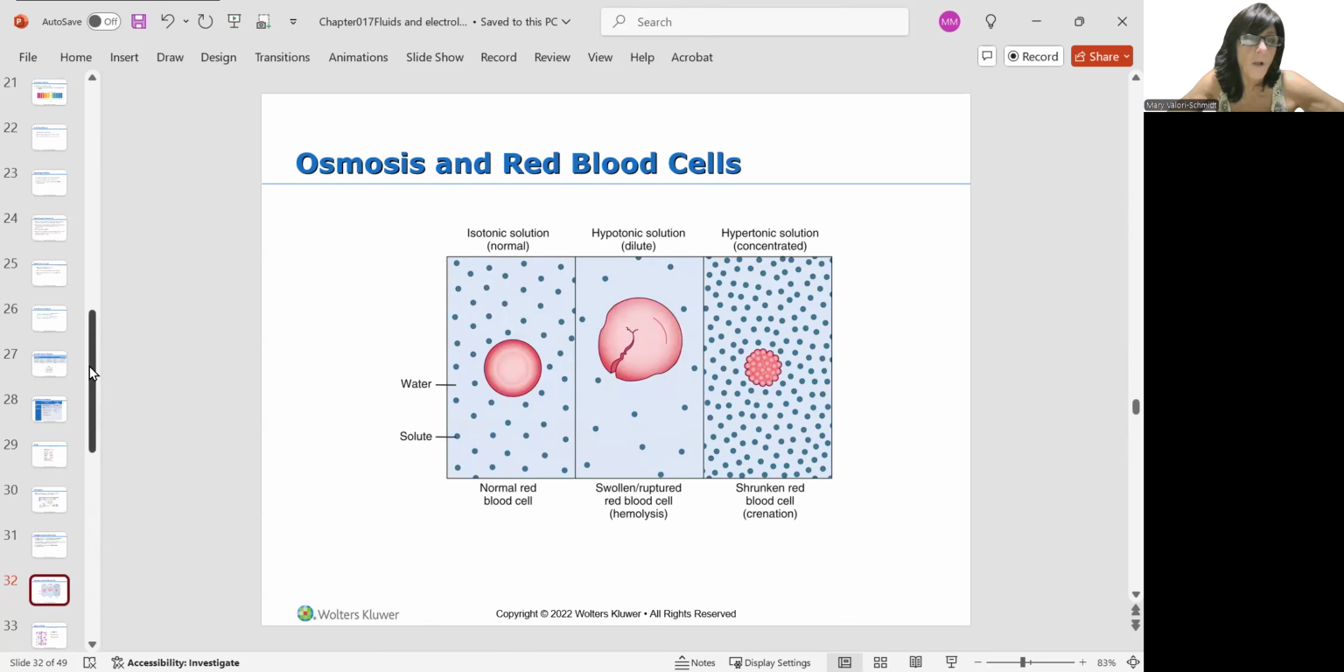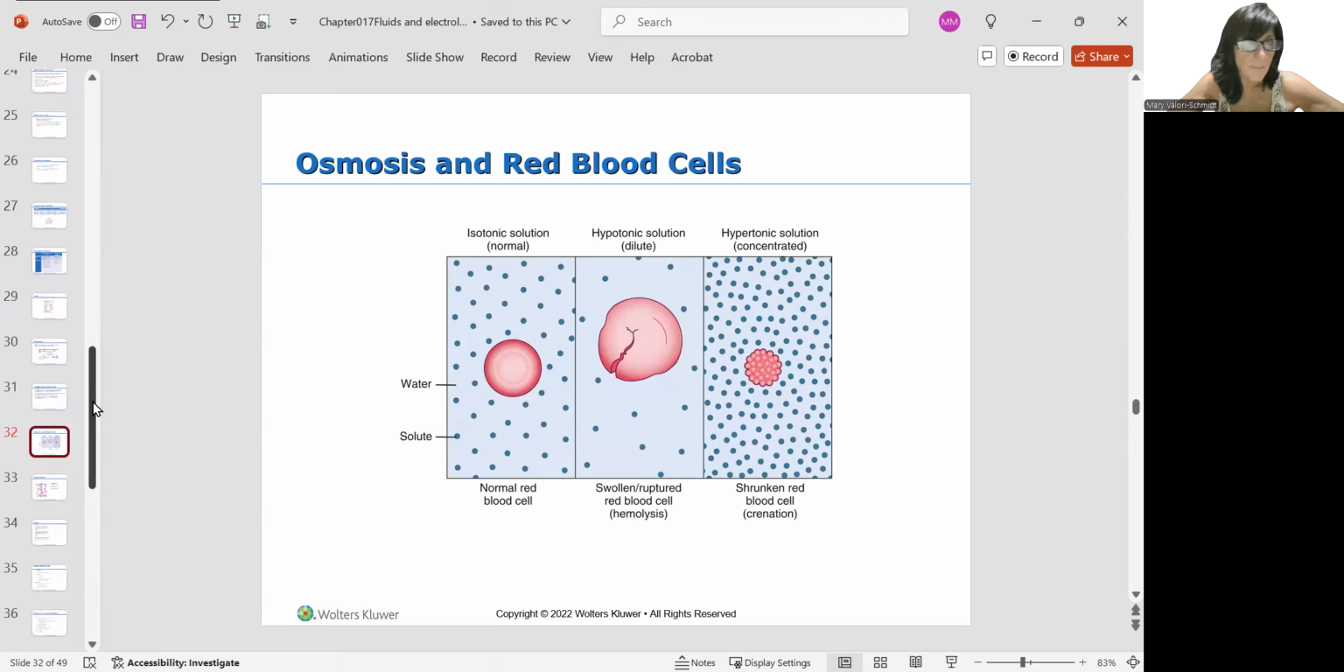Now, transport of fluid in the body. This is going to be quick. Osmosis and red blood cells. Okay. There are three different types of solutions. Isotonic solution is what is in our bodies. Normal solution, right? It's like salt water. Okay. See the little blue dots are the solute that's in the water, right? So you see there's kind of an even amount. And then there's your little red blood cell all happy.